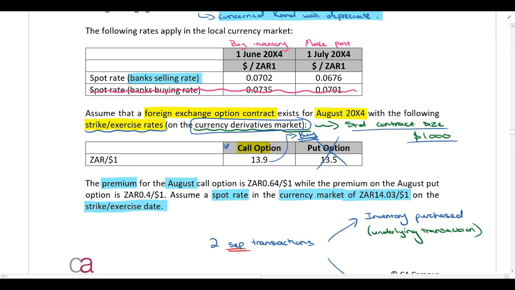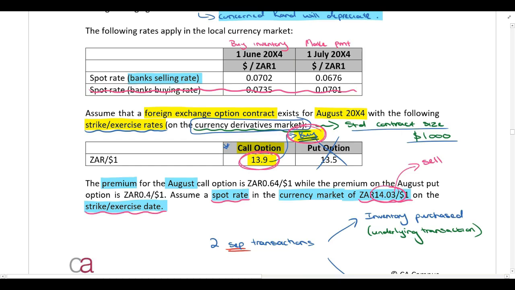Now go back to the information given in the question. We said the call option gives them the right to buy at a rate of 13 Rand 90. We are then told that on that exercise date or that strike date, the spot rate in the currency market is 14 Rand and 3 cents. So that means if they buy foreign currency at 13 Rand 90, directly after they've purchased it, they will be able to sell it at a rate of 14 Rand and 3 cents.